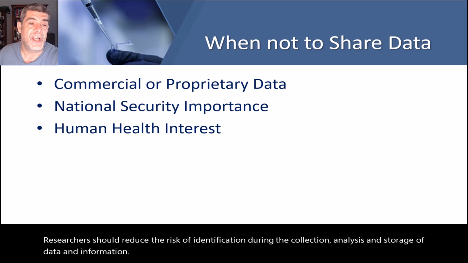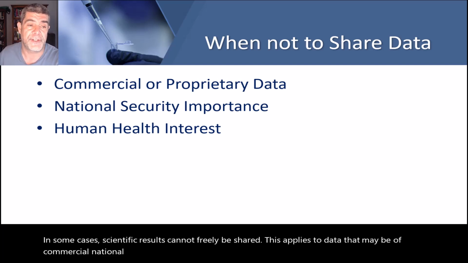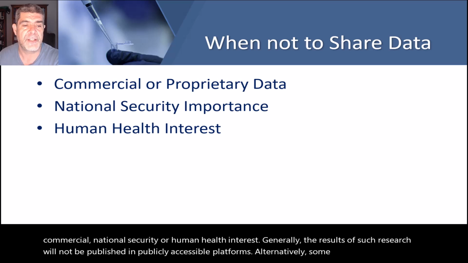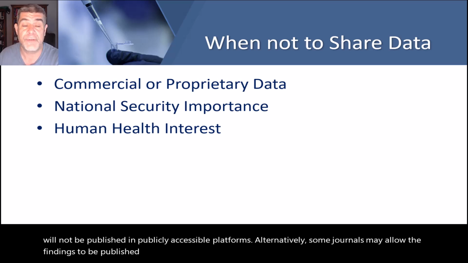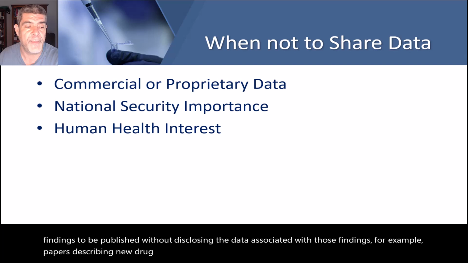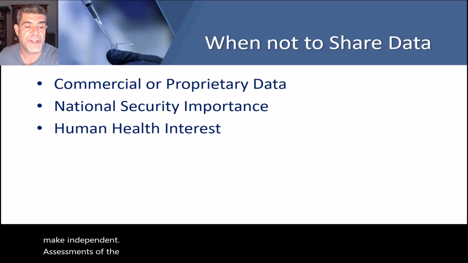In some cases, scientific results cannot freely be shared. This applies to data that may be of commercial, national security, or human health interest. Generally, the results of such research will not be published in publicly accessible platforms. Alternatively, some journals may allow the findings to be published without disclosing the data associated with those findings. For example, papers describing new drug discoveries rarely contain all the relevant information for readers to make independent assessments of the outcomes. These restrictions on data sharing may be detrimental to the scientific process.